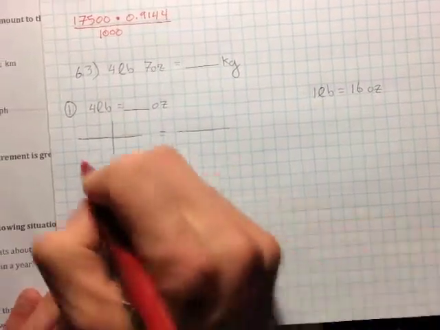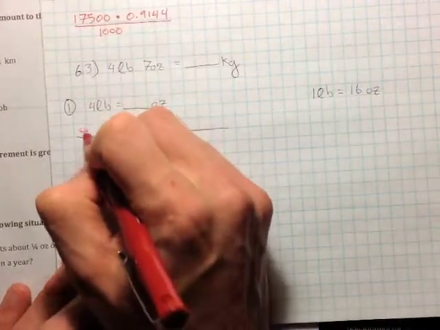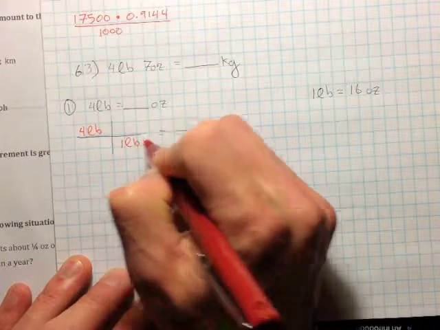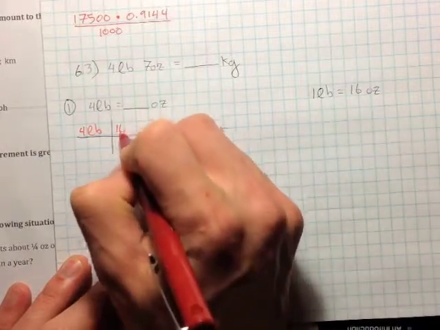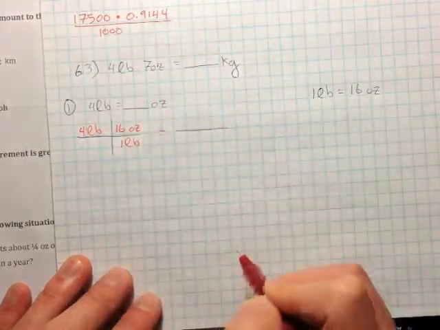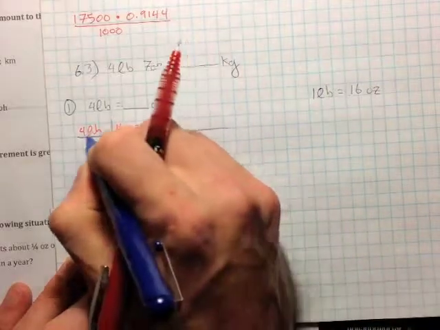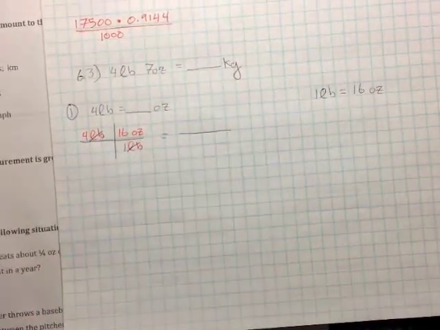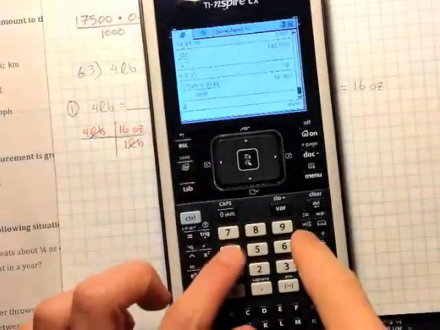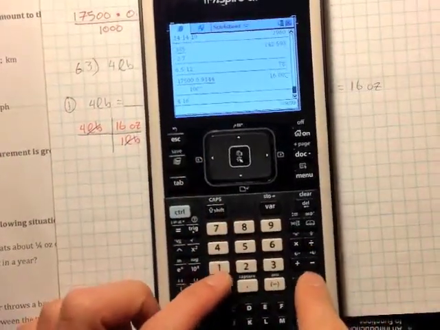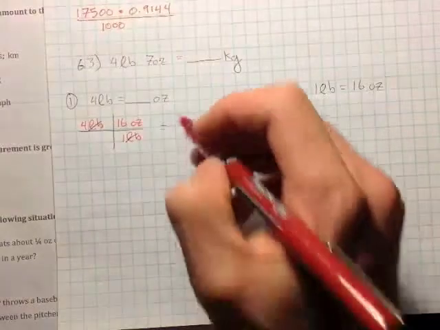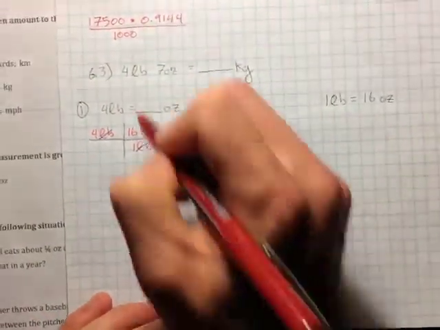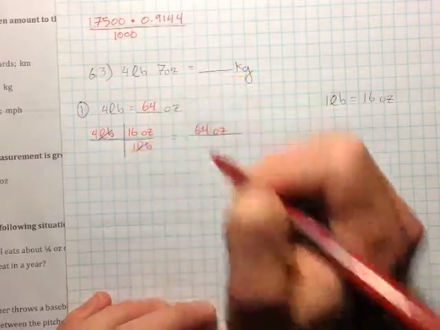Now, we start out with 4 pounds. And so we need to cancel out pounds. So we have pounds on bottom and then 16 ounces on top. Pounds cancel out. This is telling us to take 4 times 16, which is 64. So 64 ounces. Now, we're not done yet.